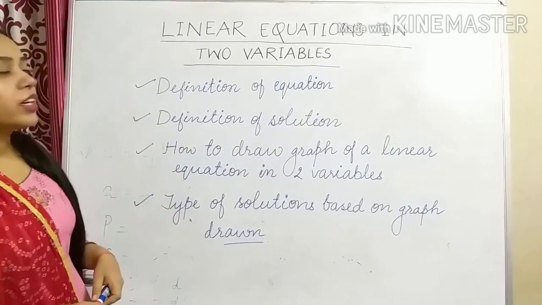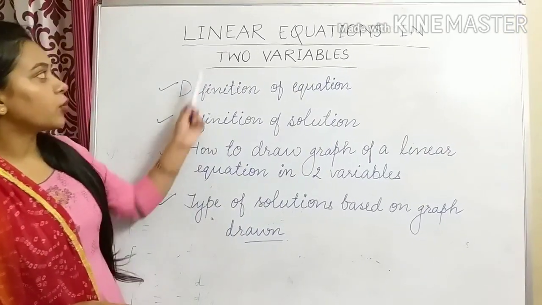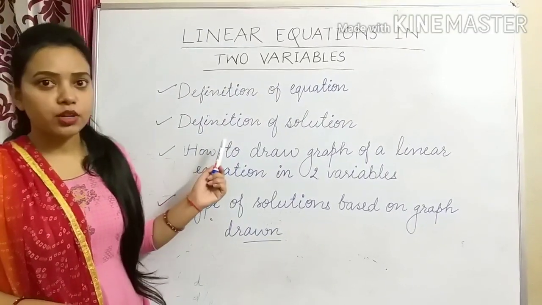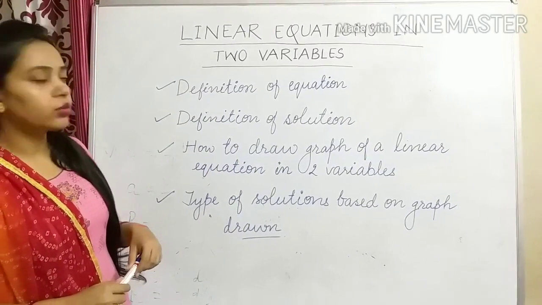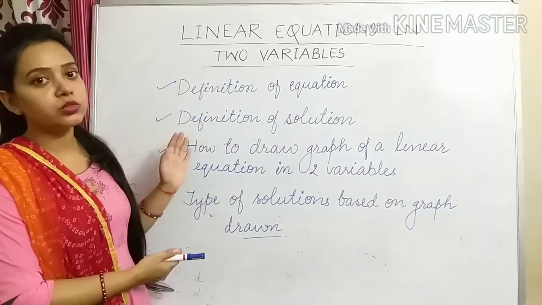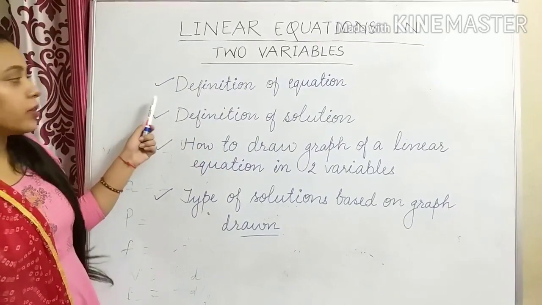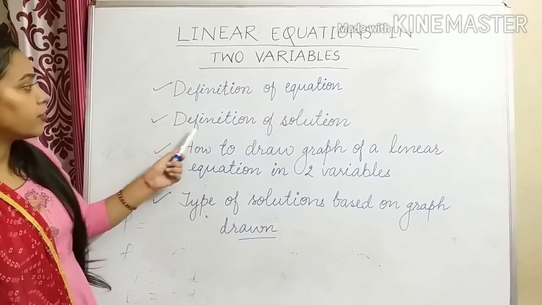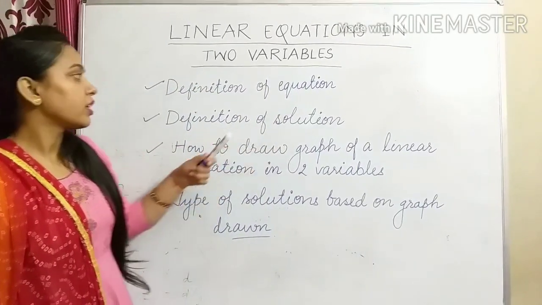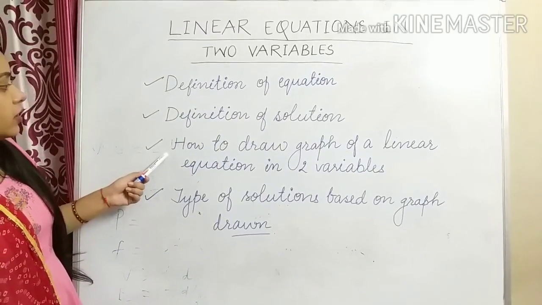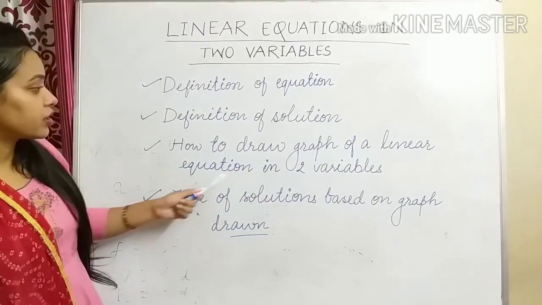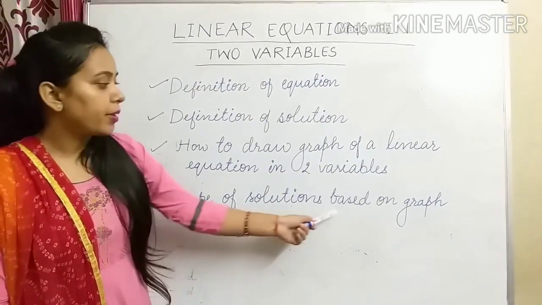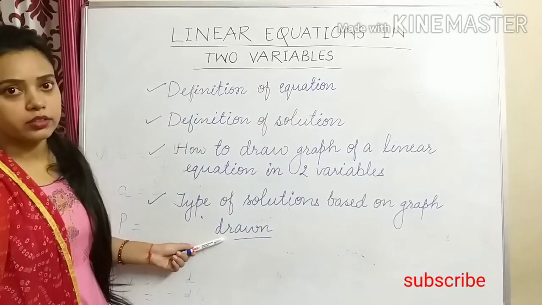Students, today we are going to start our new chapter, that is linear equations in two variables of class 9th, and this is the first session of this chapter. That's why first I am going to give you a brief introduction of what we are going to study in this chapter. First we will be doing the definition of the linear equation in two variables, then the definition of the solution, that is, what is the solution of a linear equation, and how to draw the graph of a linear equation in two variables. And the fourth one is the types of solutions based on the different types of graphs drawn.